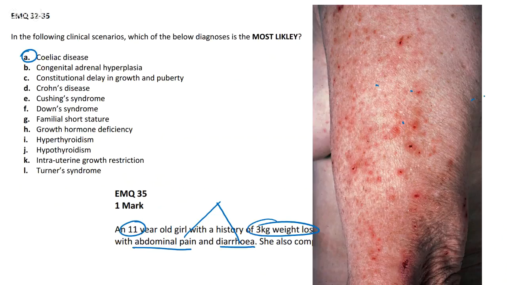Otherwise, what we need to know for celiac is what's the chromosome we use to diagnose it? Chromosome, so I mean genetic marker. HLA DQ2/8.